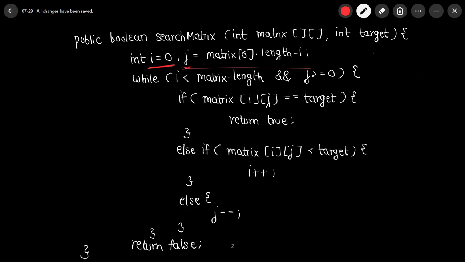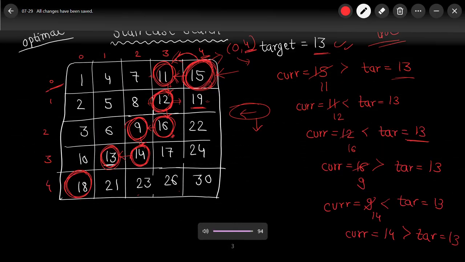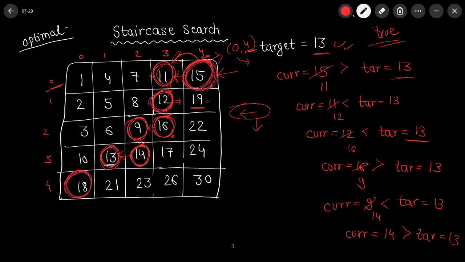Now, as I discussed, every time we are going either left or down, right? So every time if I go left, there may come a case when our j becomes less than 0. That means j becomes minus 1. So this is not possible, right? Otherwise it would give me an index out of bounds.